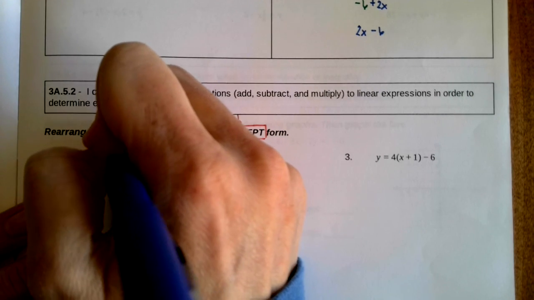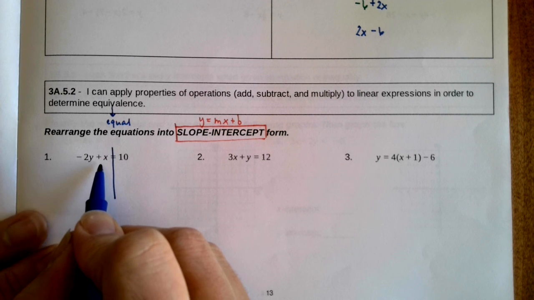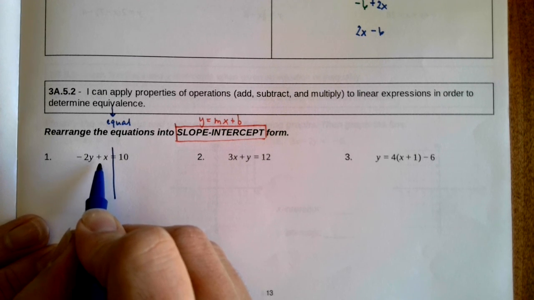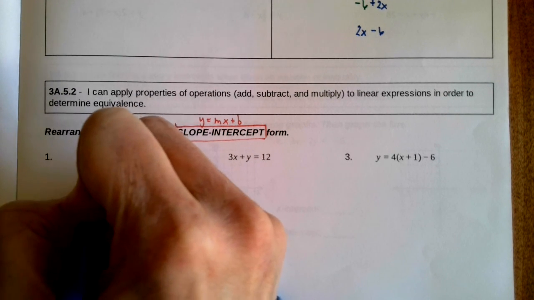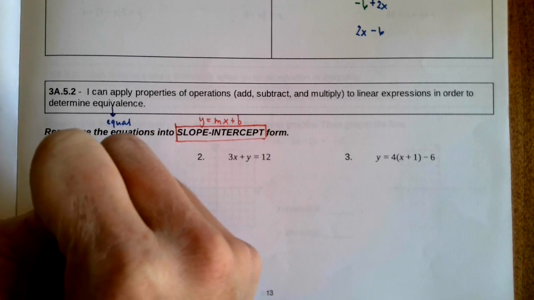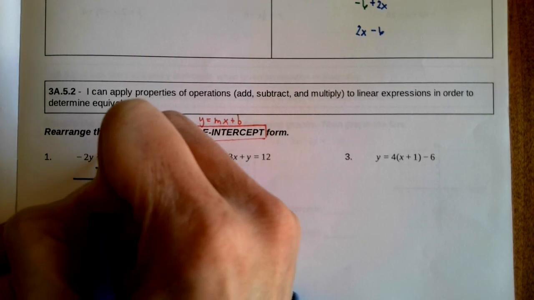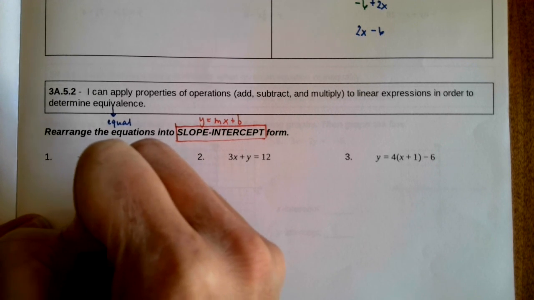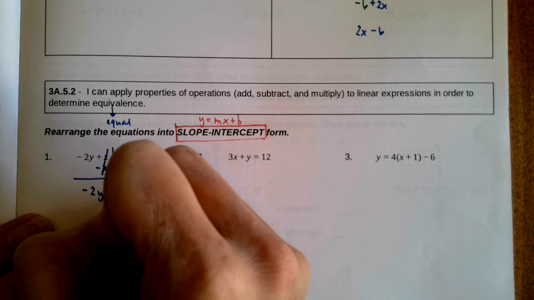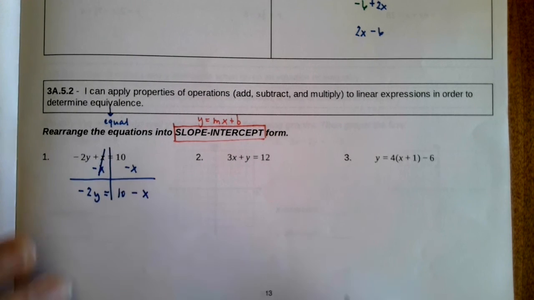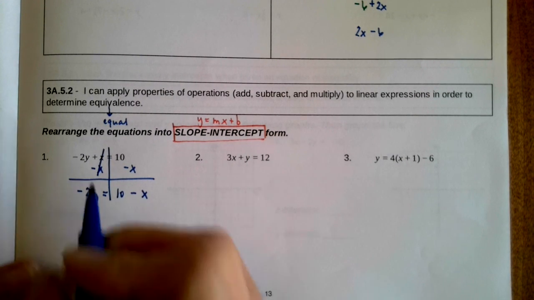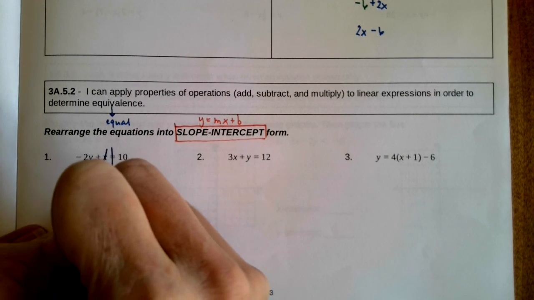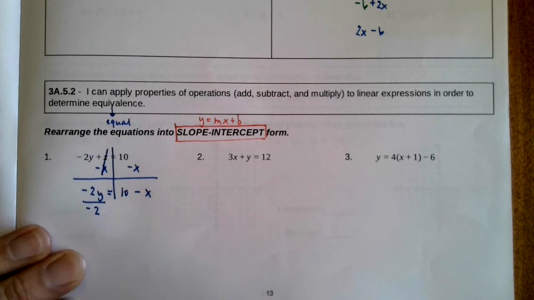So if I'm going to get y by itself, first I have to move over this x. I'm going to do that by subtracting from both sides. So when I do that, it cancels here. I bring down my negative 2y. And over here, I'm going to have 10 minus x.